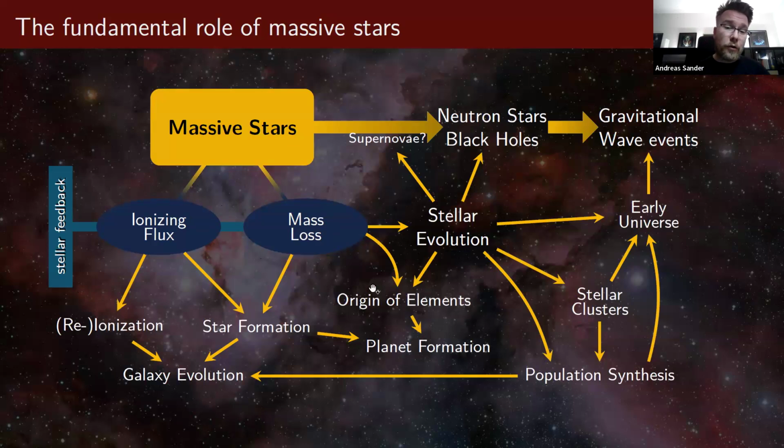It has an important role for the origin of elements. It can set the stage for new star and planet formation. And the ionizing flux of early massive stars is even a crucial ingredient in understanding cosmic reionization. So all in all, massive stars have this key position in a complex network of astrophysics, and this is why it's quite important to understand them.